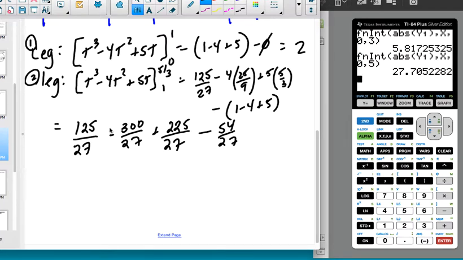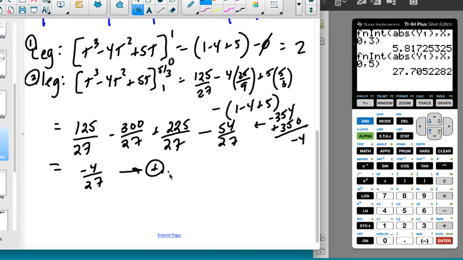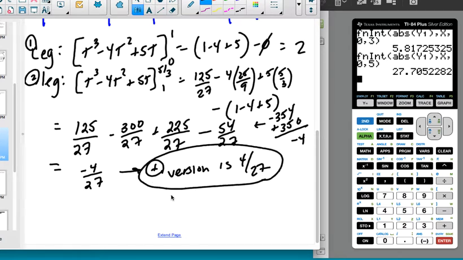So I'm going to put the negatives together. I'm going to recognize that together I have a negative 354 and a positive, come on brain, 350. Right. And so together, these guys end up giving me a negative 4. So this is a negative 4 over 27, which means that the positive version is 4/27. That's how far I traveled in the second leg.